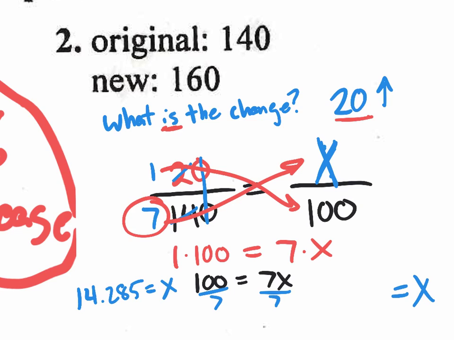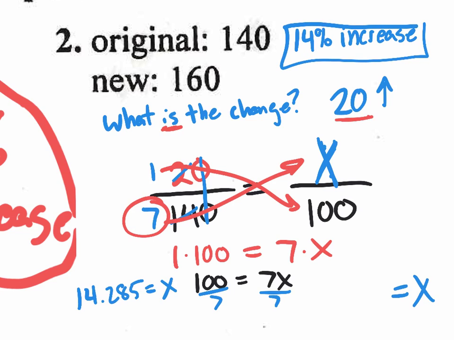But they say give your percent increase or decrease as a whole percent, not as a decimal. So what would you say it is? 14%. Now, is this a 14% increase or decrease? Increase. So this is the complete answer for number 2. X is 14, and that was the percent that we found. The X was over 100, we found the percent, and it's a 14% increase.